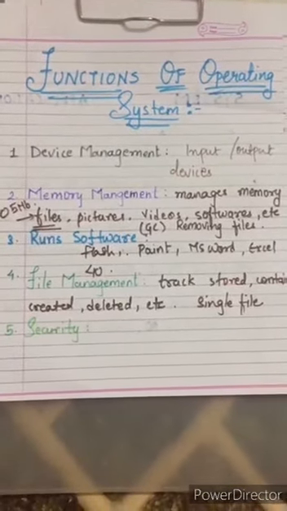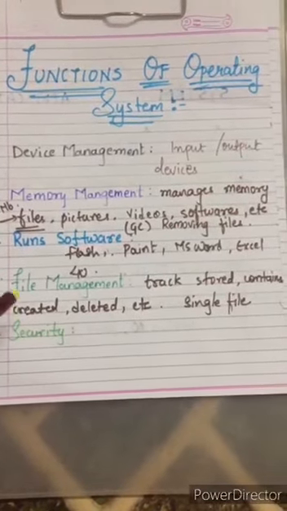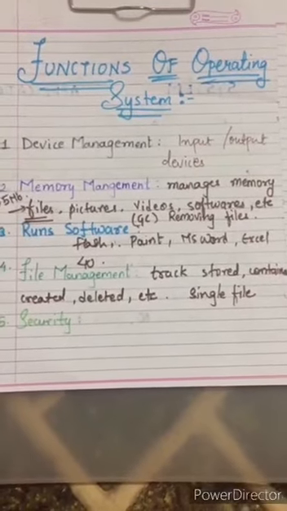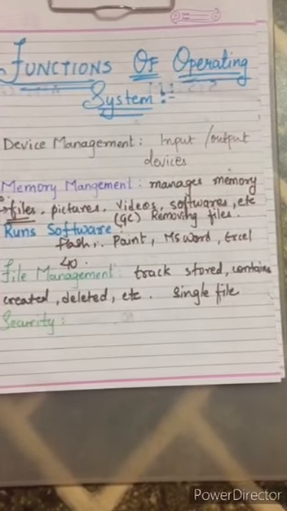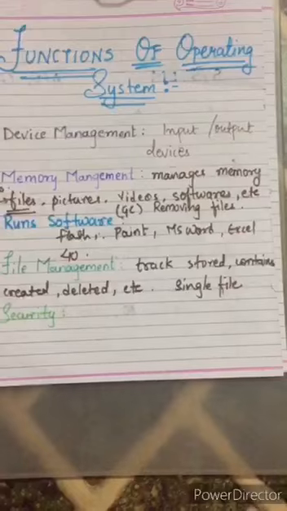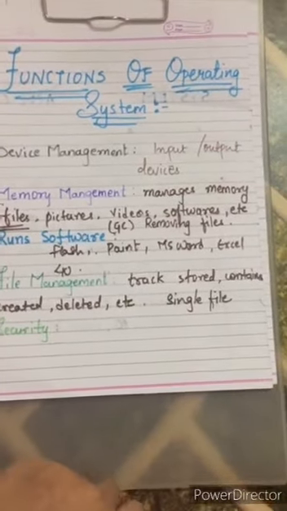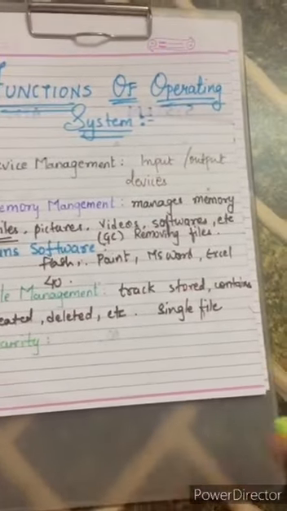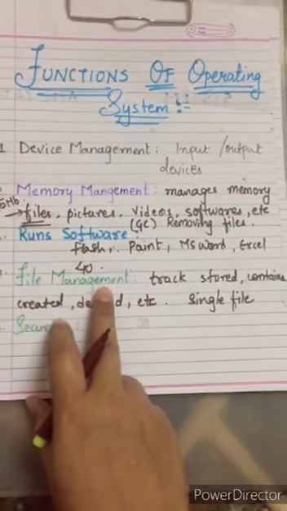The fourth function of the OS is file management. The OS will manage all the files present in your computer. That is, when that file was created, what data it contains, what the type of that file is, when it was created, when it was deleted. Every piece of data regarding a file can be managed only if the OS is present in your computer.